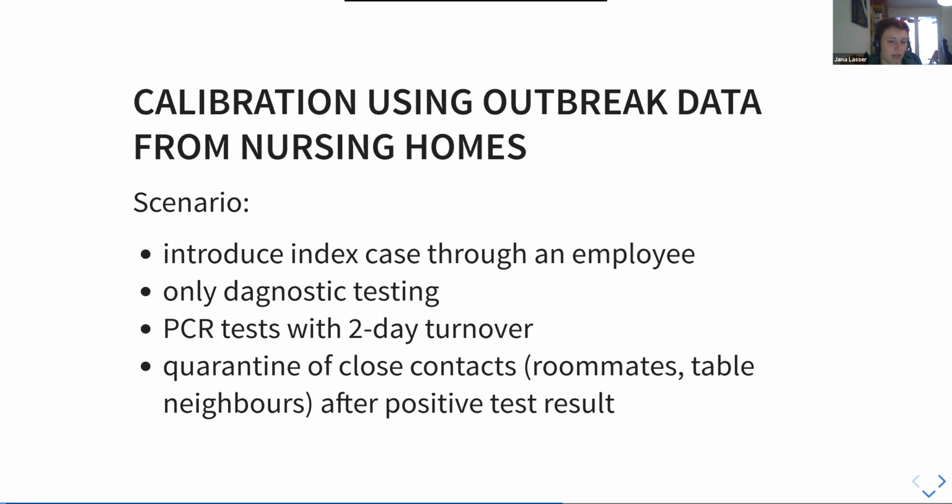The vast majority of infections are brought into the homes through employees. We only do diagnostic testing, so we only test people who show symptoms. We use PCR tests that take 2 days to return results. And we quarantine close contacts after a confirmed infection, and close contacts are the roommates and table neighbors of a resident.